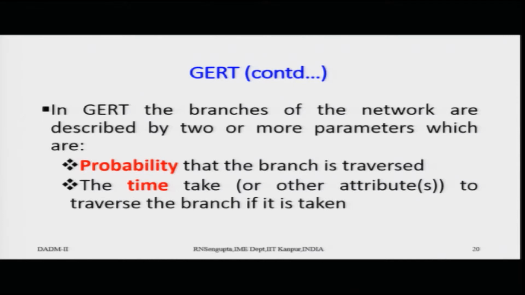The second thing which would be the parameter required for the GERT process would be the time. So, the time taken to traverse the branches if it is taken, and also remember the time taken to traverse a branch from node 1 to node 2, or node i to node j, considering there are no other nodes between these two nodes i and j, can also be a probabilistic one.